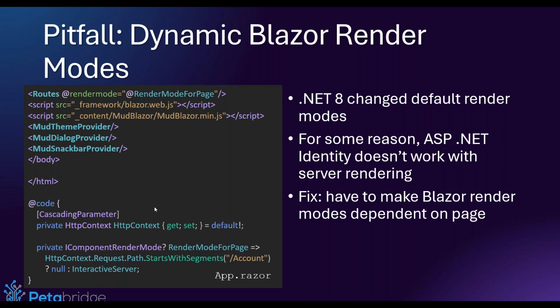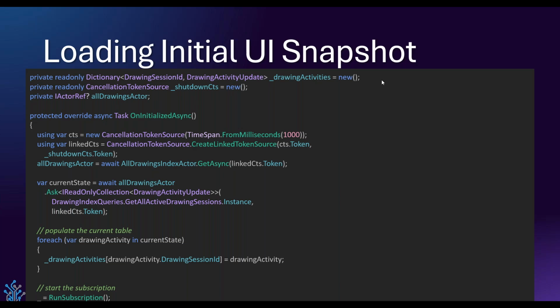This caused me a lot of trouble when I was first trying to update this app from .NET 5 to .NET 8. So I wanted to make sure you didn't have to learn this the hard way. But anyway, that's kind of the first little pitfall you might run into if you want to use .NET Identity and Blazor. Now, moving on to the actual fun stuff inside this application.